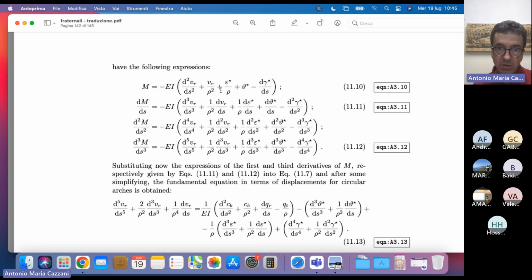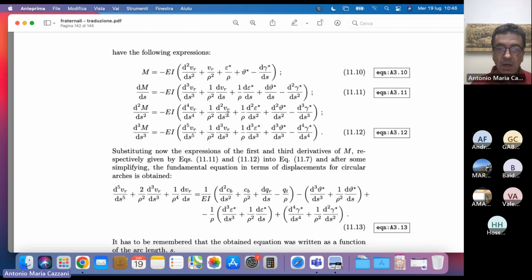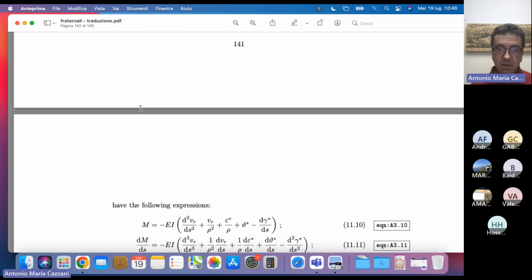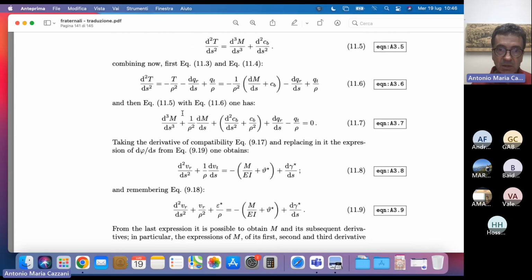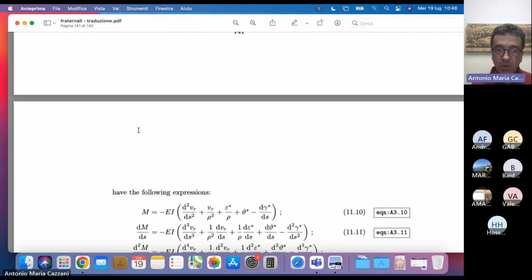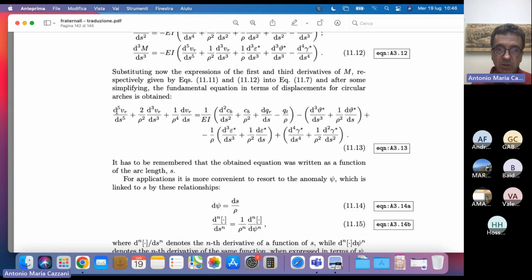This comes out in this simple way because we are considering that the radius of curvature is constant, and so when we have to take the derivative of this term, it's simply 1 over r squared multiplied by the derivative of Vr with reference to the arc length, and so on. So combining these, substituting these expressions into the equation of third order of the bending moment, which is equation 11.7, we at the end reach this expression.